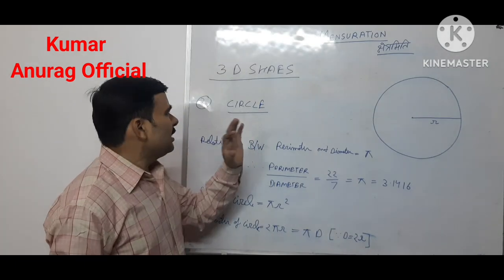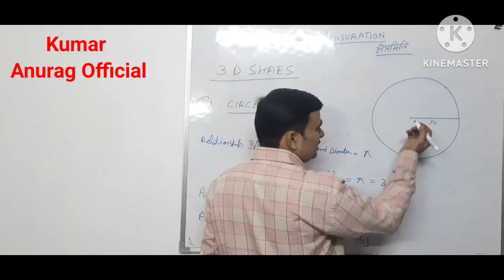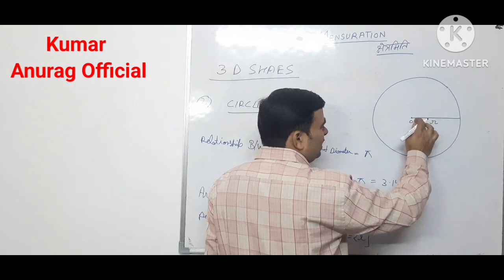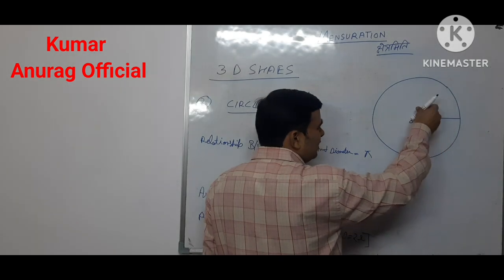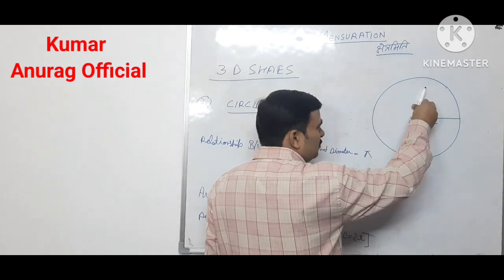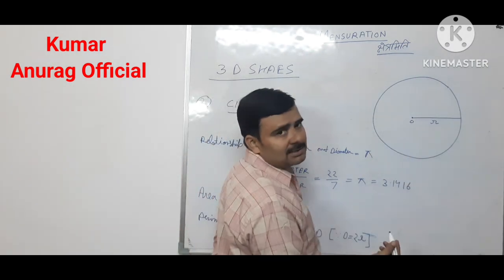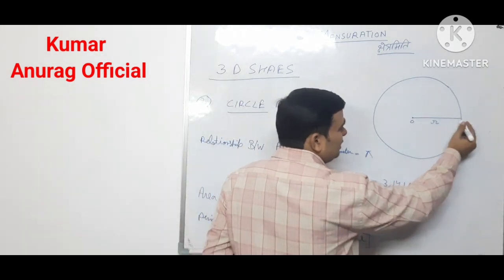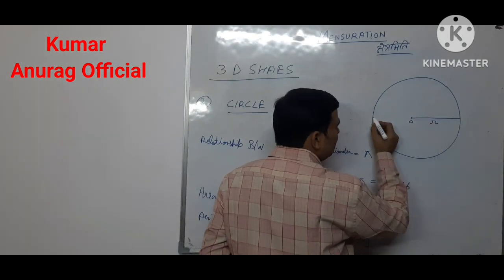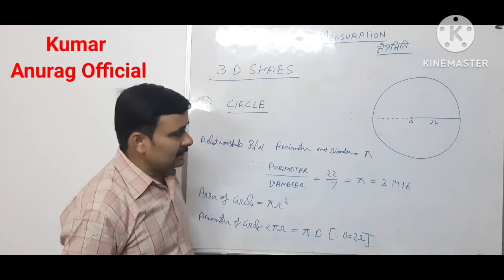Circle. What is a circle? A circle can be made with any point. For example, we have a point like this that is known as O, and we keep a compass here, and with the same distance, when we move it circularly, we will get a circle. In previous classes, we studied that this is the radius of the circle, and whenever we double it, that is known as the diameter.